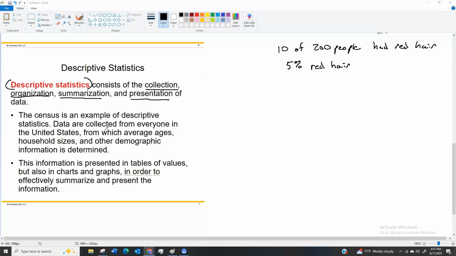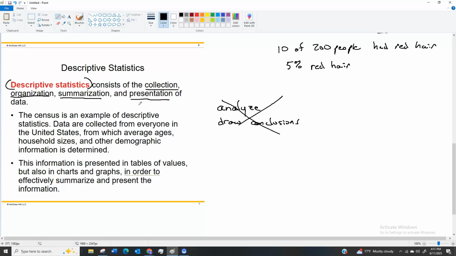So descriptive statistics, back to that slide that we had, the steps were to collect, organize, summarize, analyze, and draw conclusions. Okay, so in descriptive statistics, we do not analyze and we do not draw conclusions. Okay, so we stop short and don't do those two things. We just stop at the summarization and present that data as is.